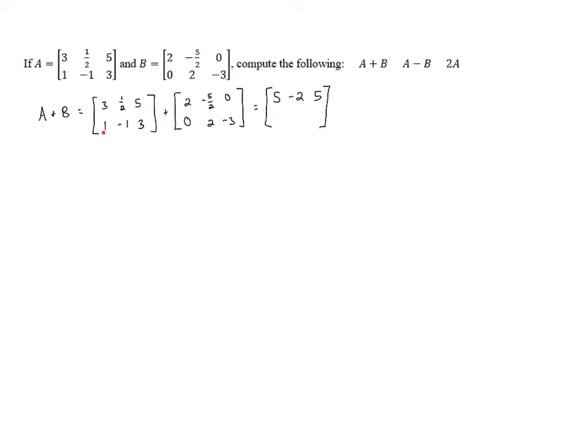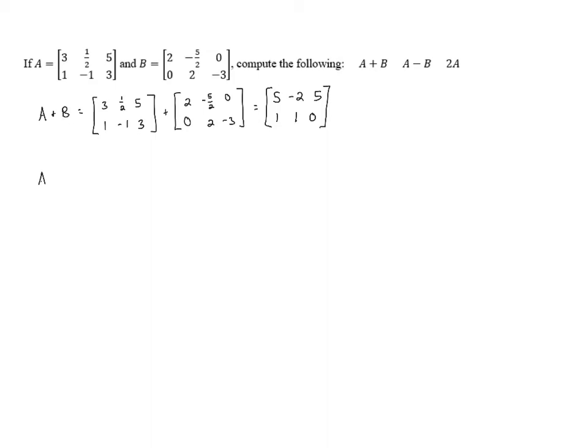Then in the next row, 1 plus 0 is 1, -1 plus 2 is also 1, and 3 plus -3 is 0. So the result of adding A plus B is the 2 by 3 matrix with entries 5, -2, 5, 1, 1, and 0.